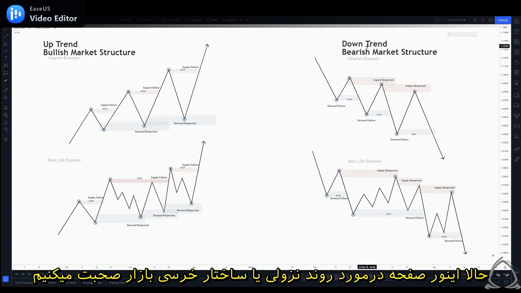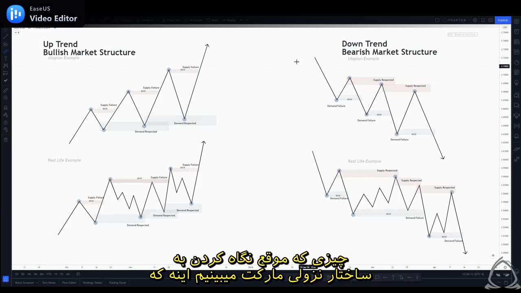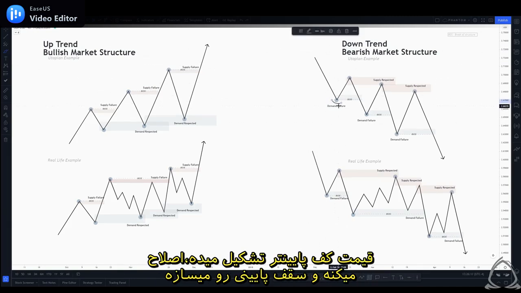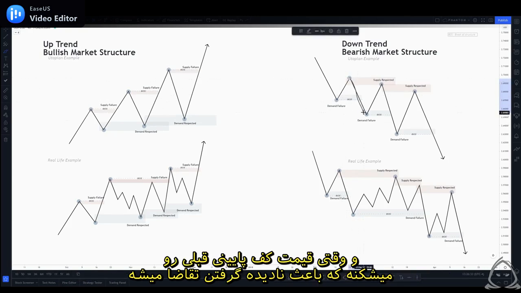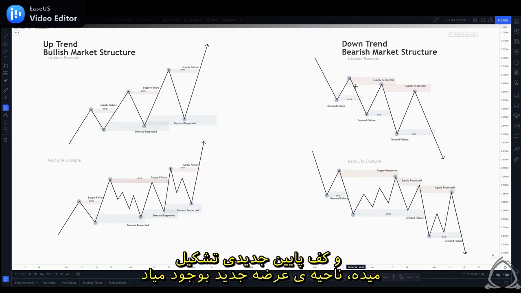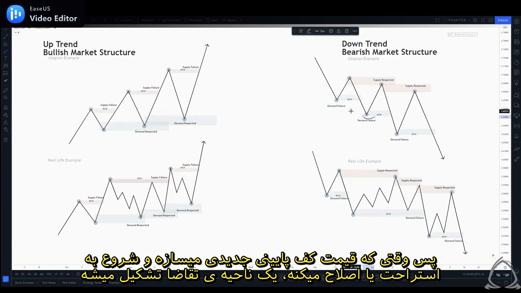And now, on the flip side, we'll discuss the downtrend or bearish market structure. And what we can see when we're looking at the bearish market structure is the price creates a lower low. Price then retraces, creating a lower high. The process that creates the lower low creates a demand zone. And when price moves to the downside, breaking the previous lower low, which causes demand to fail, it creates a new supply zone.